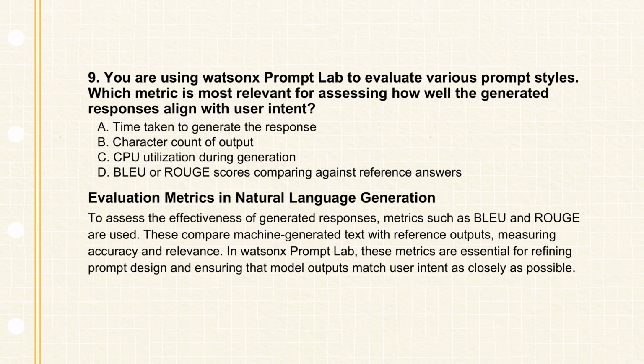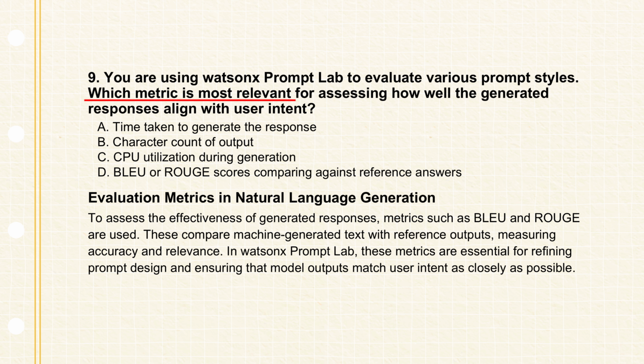All right, second to last question, evaluating prompts. Important for getting the best out of generative AI. You're using watsonx Prompt Lab to test different prompt styles for an AI. Which metric is most relevant for judging if the AI's response actually aligns with what the user intended? What are the choices for metrics?